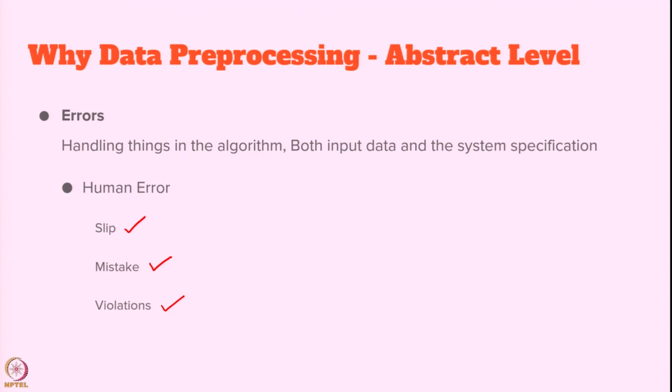Apart from this, what can happen? So one is human error, another one is system error. So now we know human error can be slip, mistake or violation. Similarly, system error can also happen. So what do you mean by system error?